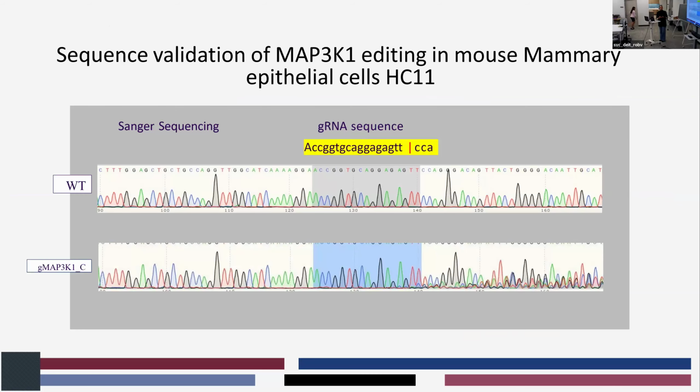This is just some sequence validation of MAP3K1 editing in mouse mammary epithelial cells in HC11. This top one right here is going to be our wild type, and this bottom one is going to be the mutation. Sorry. Each colored peak represents an individual nucleotide base. So as you can see right here, we have our wild type, and then our bases start to go crazy after it's cut. Changes in the nucleotide peaks within these regions confirm that CRISPR successfully edited this gene. These validated clones were then used for protein analysis.